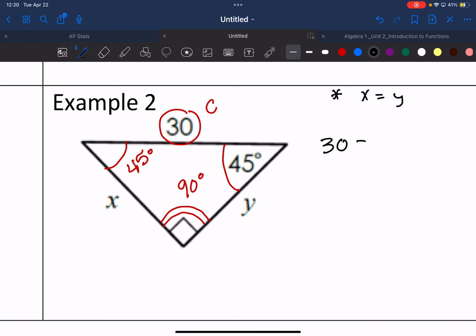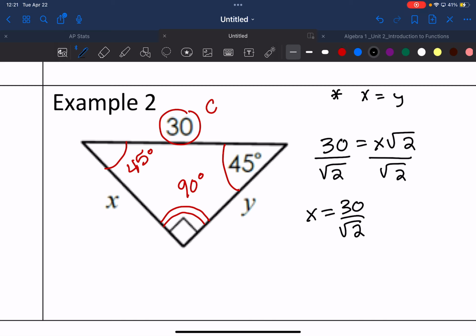And we know that the hypotenuse is equal to what ratio? X times the square root of 2. So how would we get x by itself to solve? So x and the square root of 2 are being multiplied. What's the opposite? Divide. So I'm going to divide both sides by the square root of 2. So x is equal to 30 divided by the square root of 2. Is this simplified? No. So what do I have to do to rationalize this? Multiply both by the square root of 2.